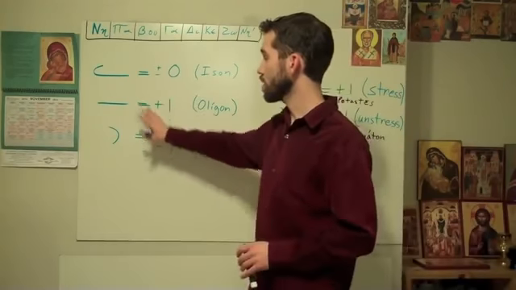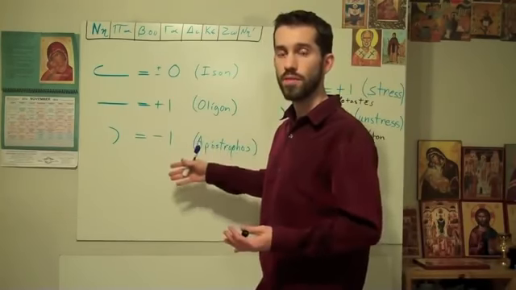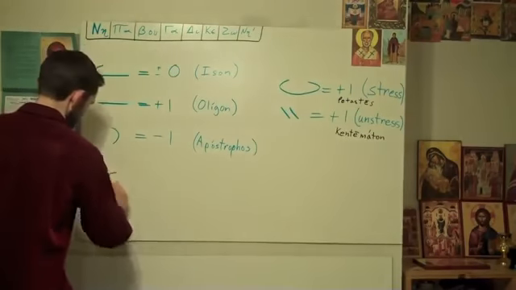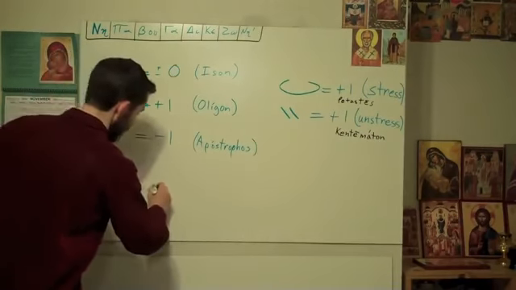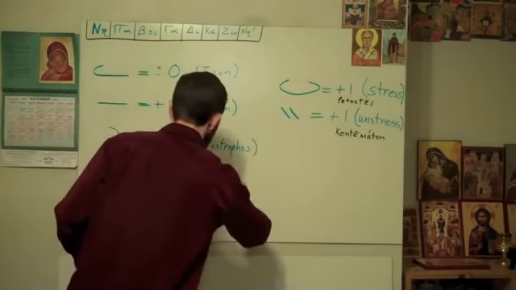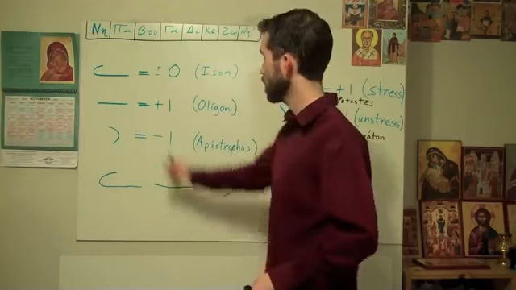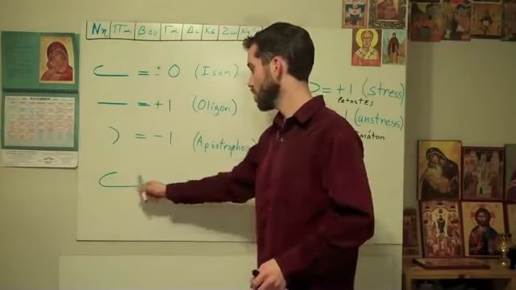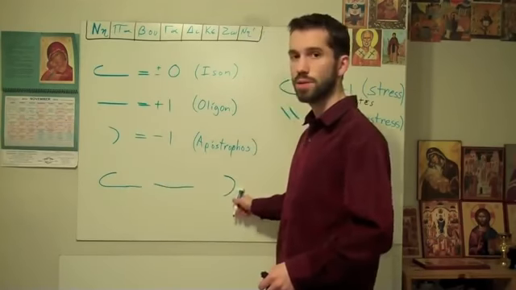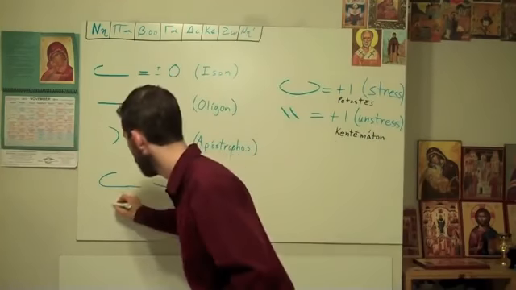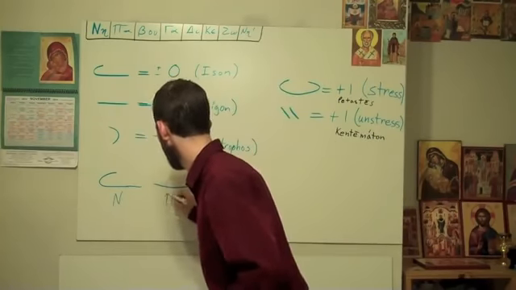Now, these symbols, when combined together, they can form a very simple melody, such that if I were to write an ison, followed by an oligon, and an apostrophos, then we have, if we start on ni, ni, pa, ni, and so we go from left to right, and we would have ni, pa, ni.